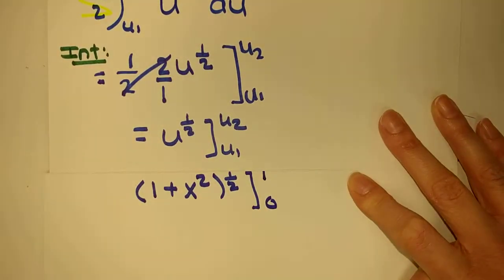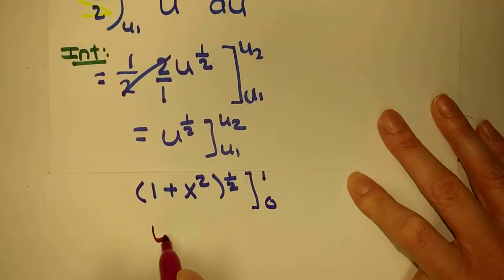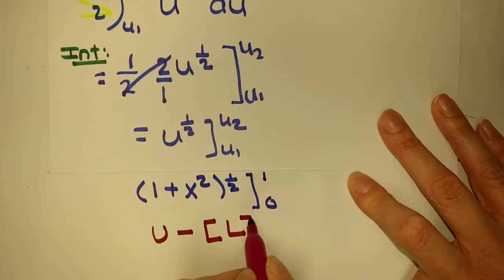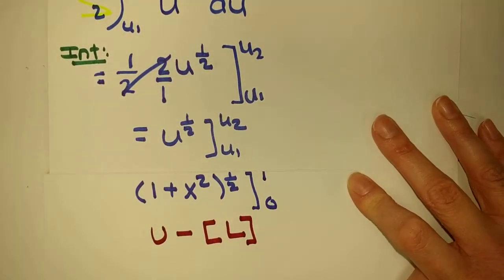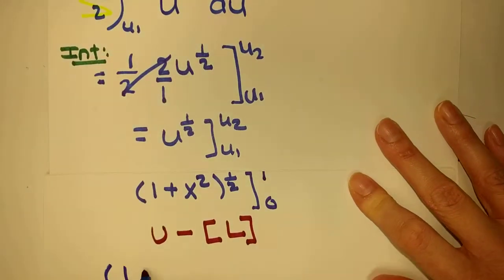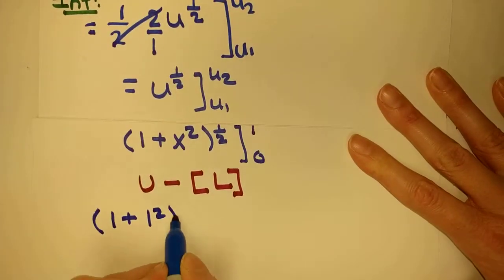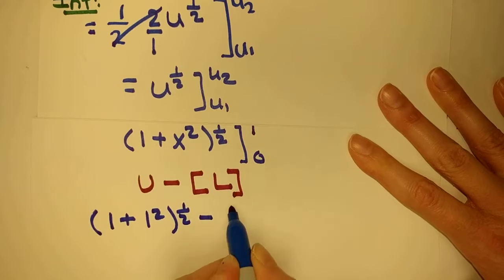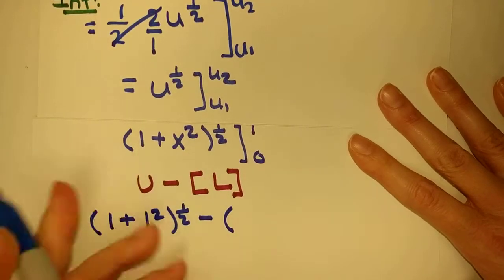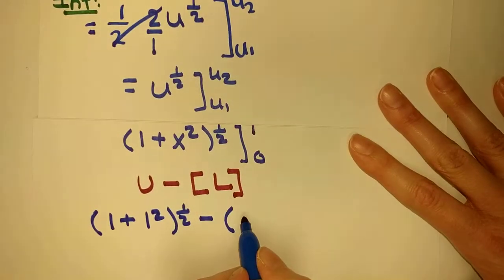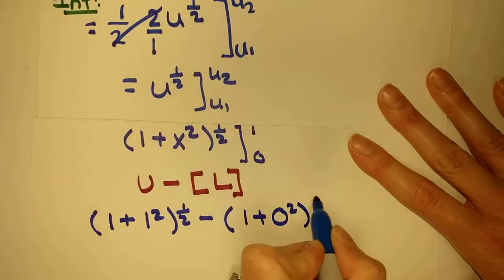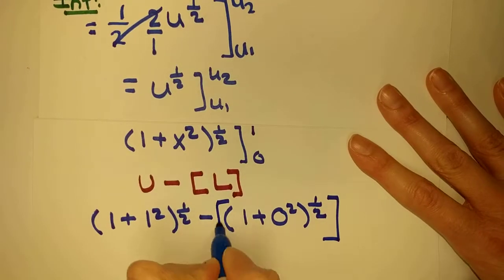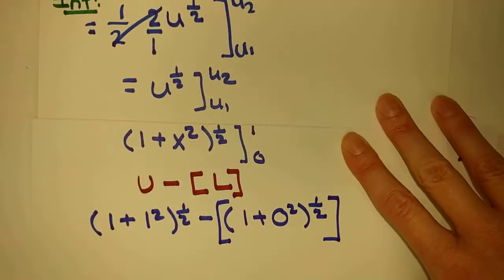All right, so now using the fundamental theorem of calculus, we take the upper bound minus bracket the lower bound. So if I plug in the upper bound here, I'll have 1 plus 1 squared to the 1/2 minus, plug in the lower bound, again it's just one term so I don't need the big old bracket here, 1 plus 0 squared to the 1/2 power. And if it makes you feel more comfortable, you can always put the bracket.